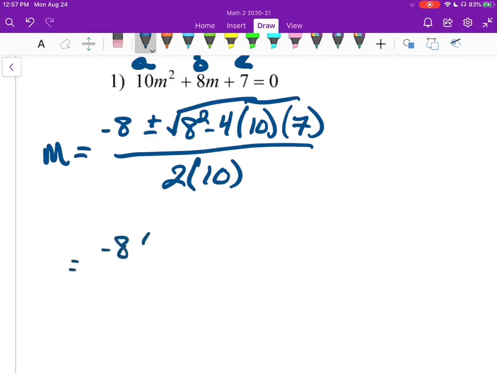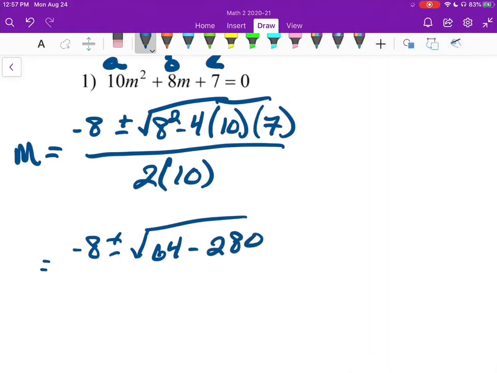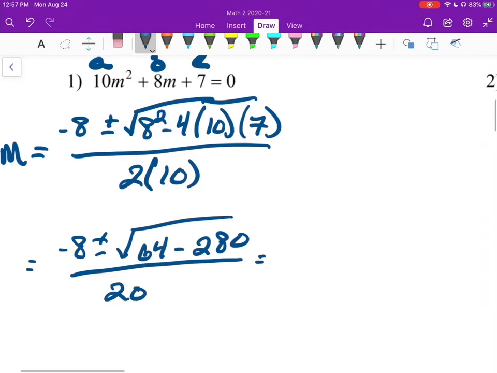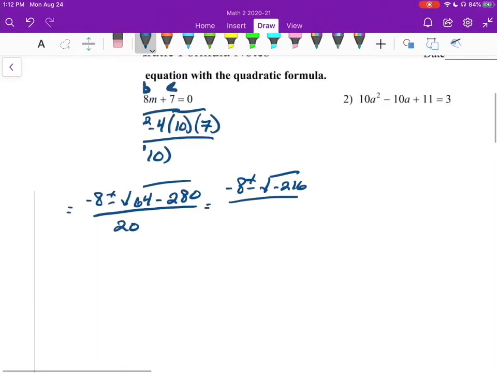So we're going to have negative 8 plus or minus root 64 minus, I don't know what that's going to be. What's 7 times 4? 28, 280, 280 over 20. This is the same thing as, let me get my calculator. 64 minus 280, so this is the same thing as negative 8 plus or minus root negative 216. So we've got negative 8 plus or minus root negative 216, and then we've got our denominator still of 20.